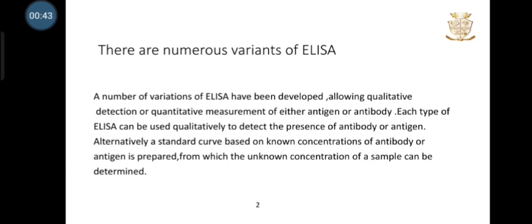Each type of ELISA can be used qualitatively to detect the presence of antibody or antigen. Alternatively, a standard curve based on known concentration of antibody or antigen is prepared, from which the unknown concentration of a sample can be determined.